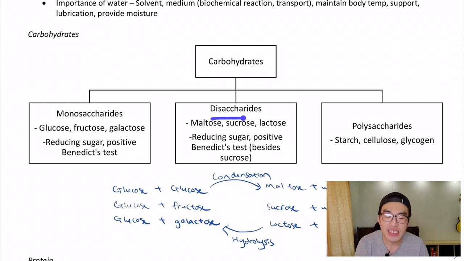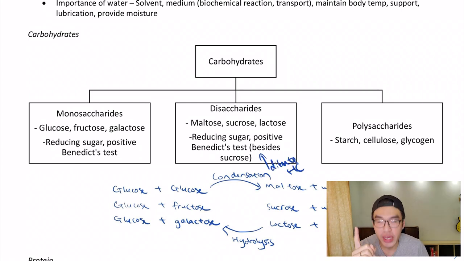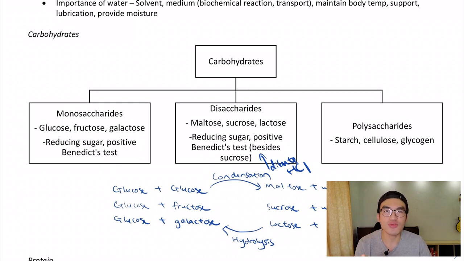Next, you have your disaccharide. Di means 2. That being your maltose, sucrose, and lactose. They are all reducing sugars. They will also show positive Benedict result besides your sucrose. Sucrose is not a reducing sugar. Therefore, if you do Benedict test on your sucrose, your Benedict solution is going to remain blue. If you want your Benedict solution to show result, you are going to put dilute hydrochloric acid to it, because dilute hydrochloric acid will chop this sucrose into fructose and glucose.